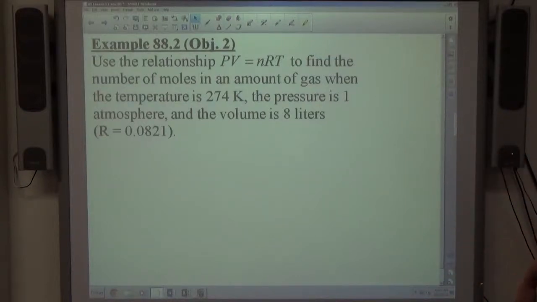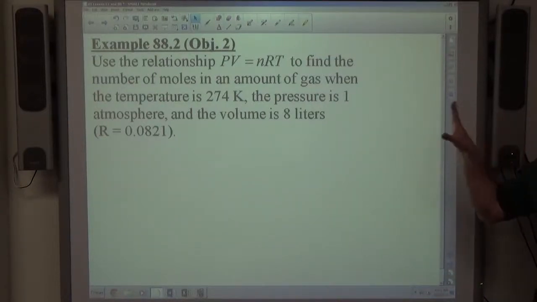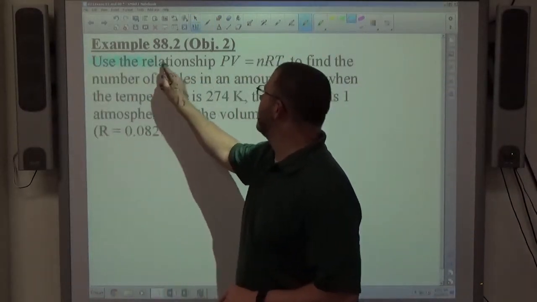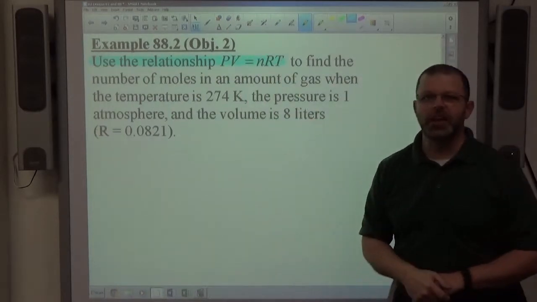Okay, our last example today, and this is exactly what the problems are going to look like. Just like this. It's going to say this first thing: use the relationship PV equals nRT. So they're giving you the formula.